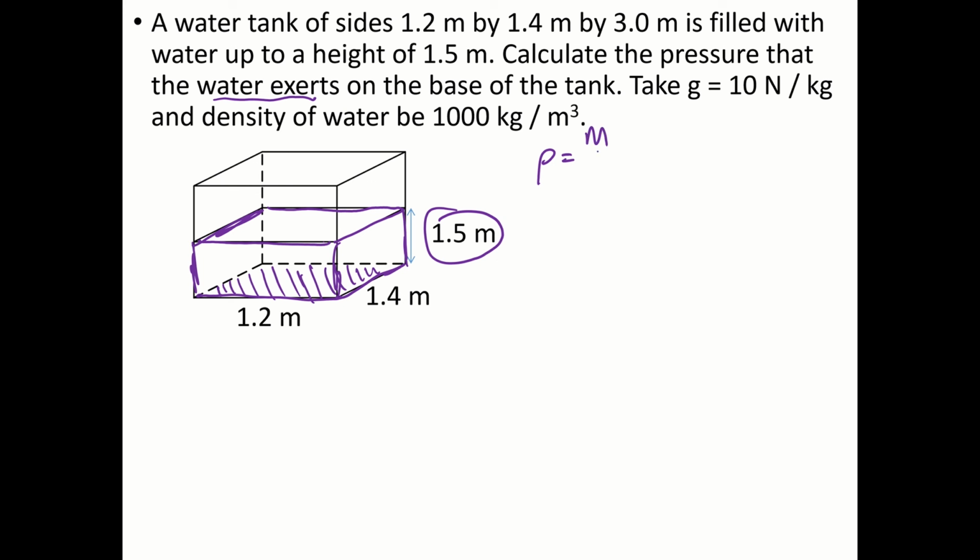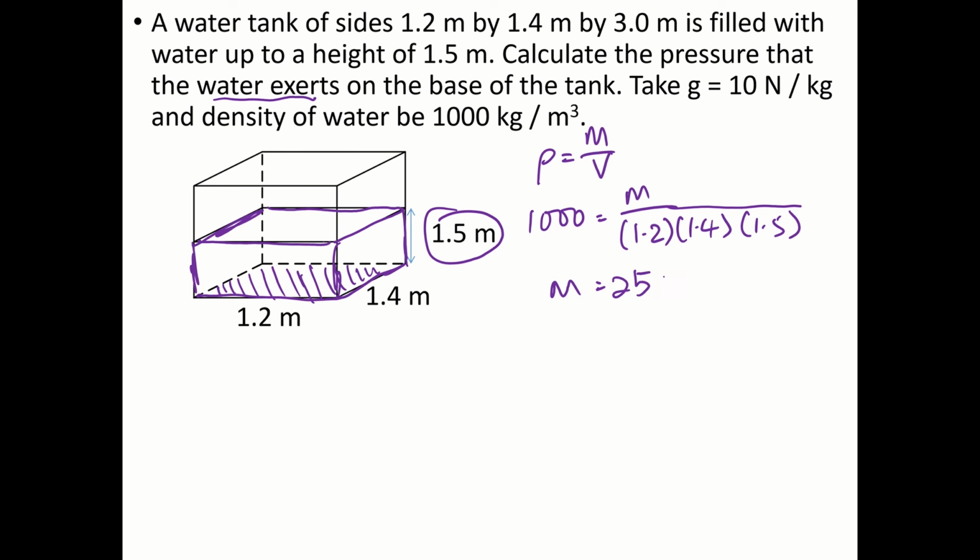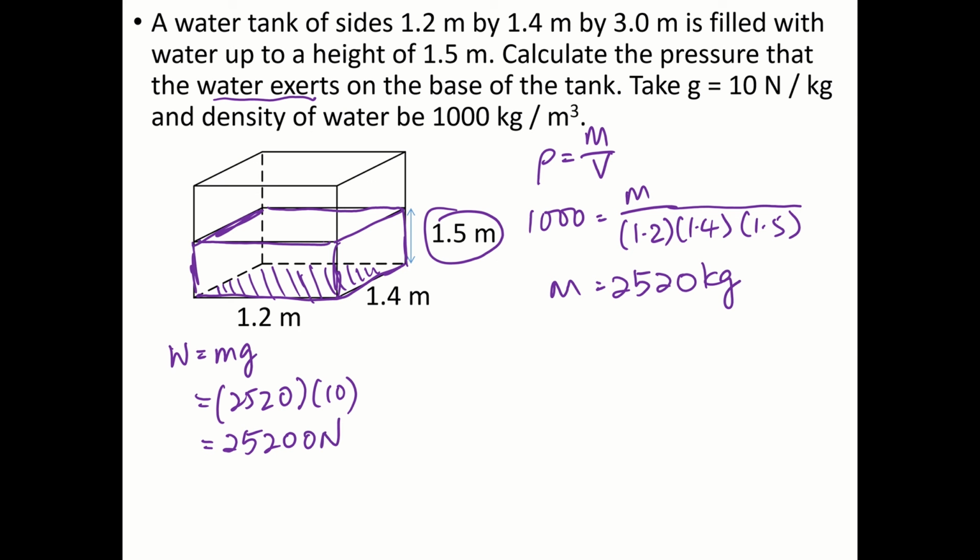So using density equals mass over volume, we have 1000 equals mass over 1.2 times 1.4 times 1.5. So the mass we have is 2520 kilograms. And once we have the mass, we can calculate the weight equals mg, that's 2520 times 10, and we have 25200 newtons.